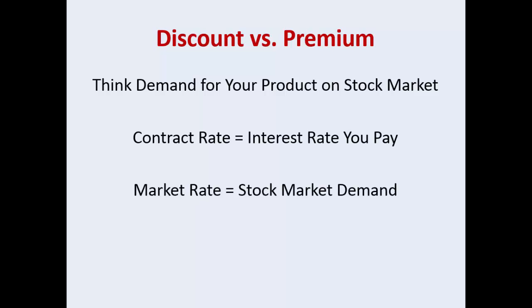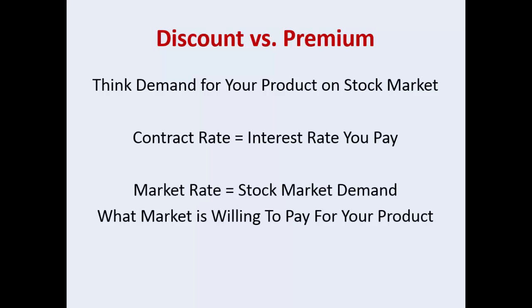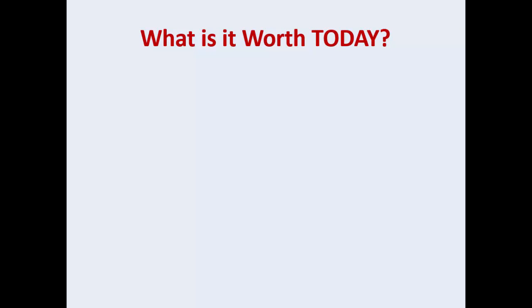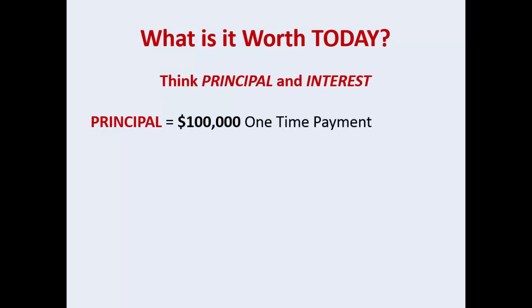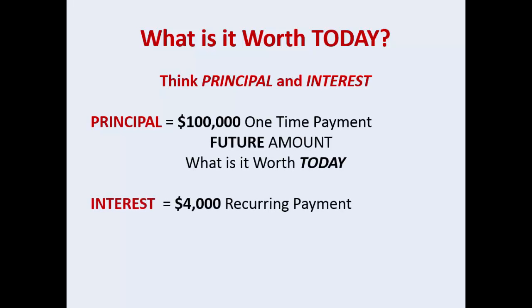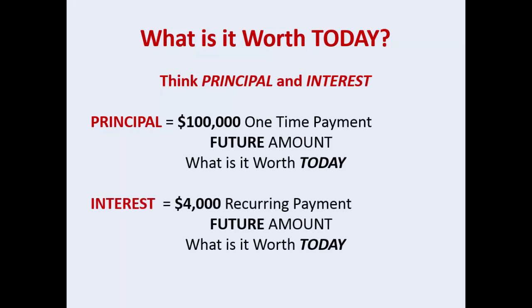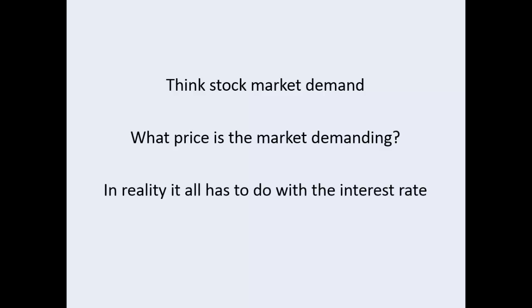We say it's stock market demand, but it really all has to do with the present value of future cash flows. So think principal and interest. These are future amounts. What's it worth today? Principal is a one-time payment. Interest is a recurring payment, that annuity. So again, think stock market demand. What price is the market demanding? But in reality, it really all has to do with interest rates.